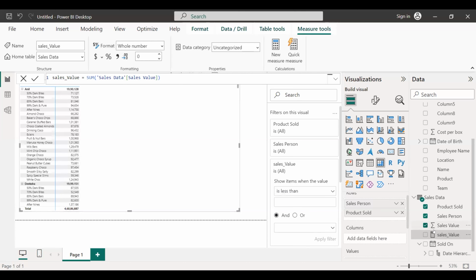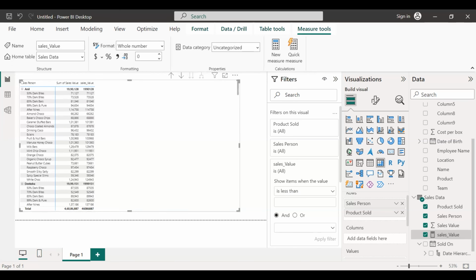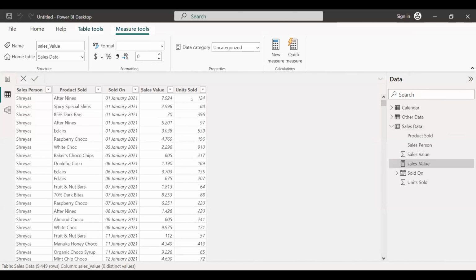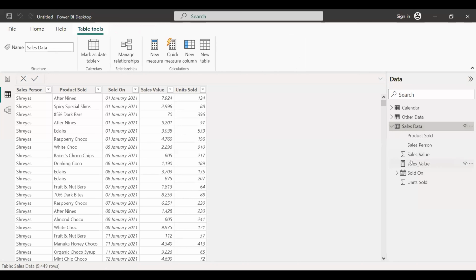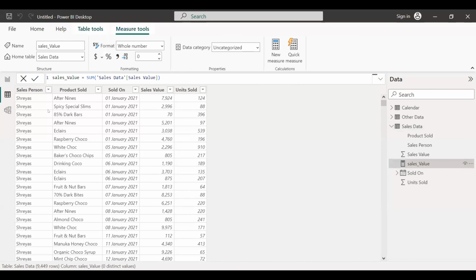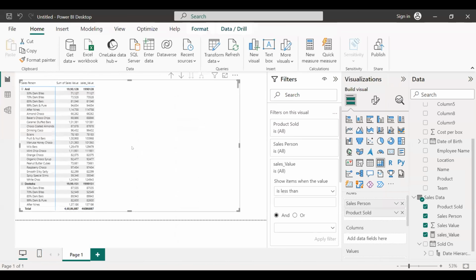So we will insert this measure into the matrix visual. It shows the same values, but when we go to table view, we can find that the sales value column occupies space, occupies memory, and the measure will not occupy space, and it will not show any columns or anything else. This is the difference between column and measure.